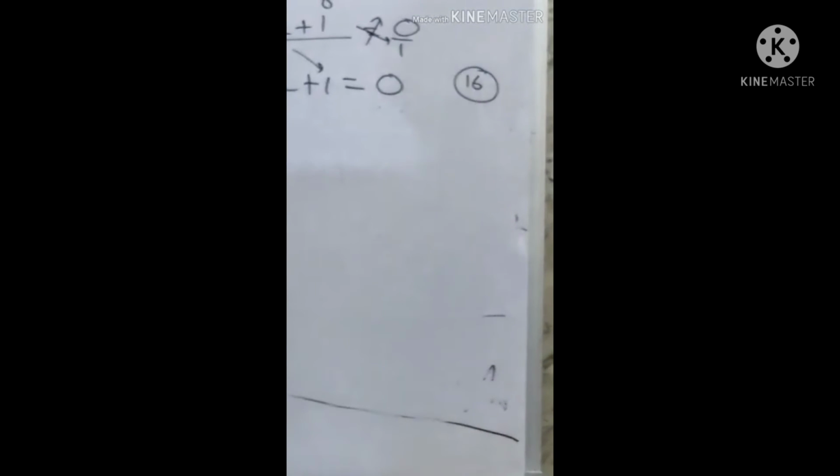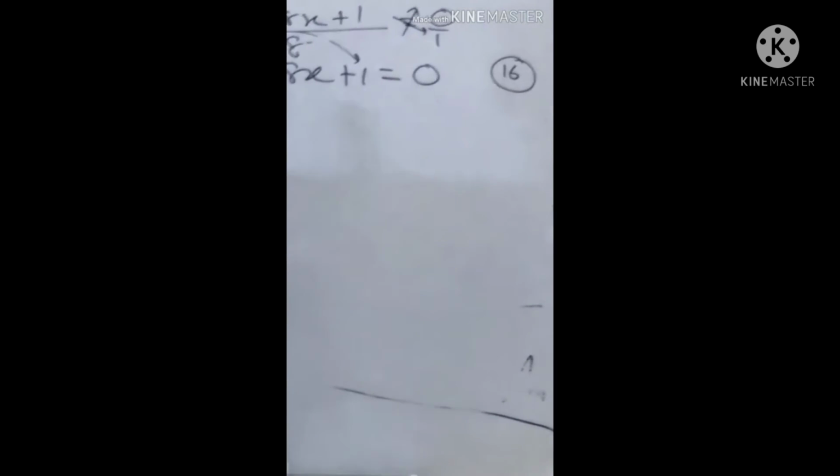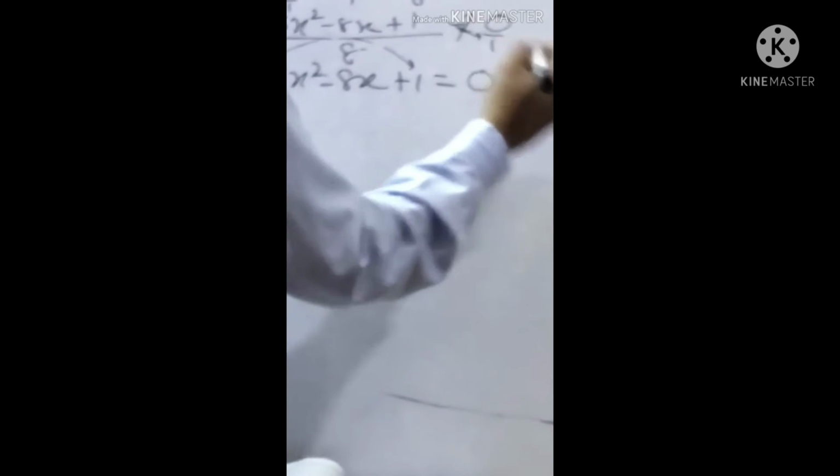So now what is the method? First term coefficient and last term coefficient multiply. 16 ones are 16. If you multiply, you will get 16. But if you add, you must get 8. Sometimes in lower classes you know this very well. A times B you want 16 and A plus B you want minus 8. So you make the factors of 16.